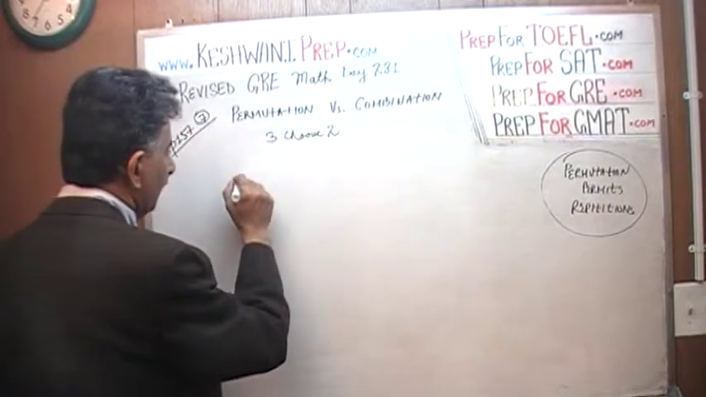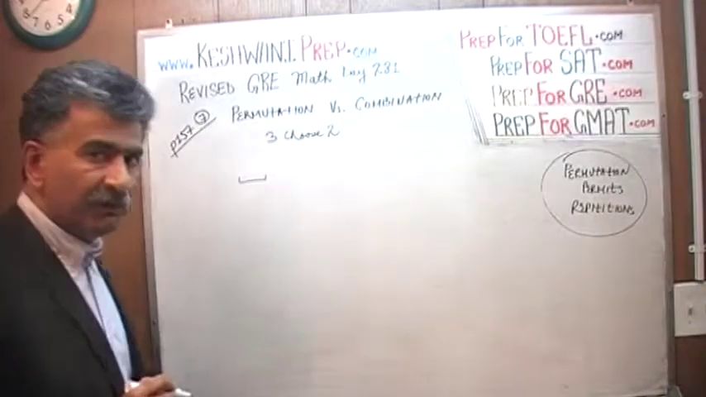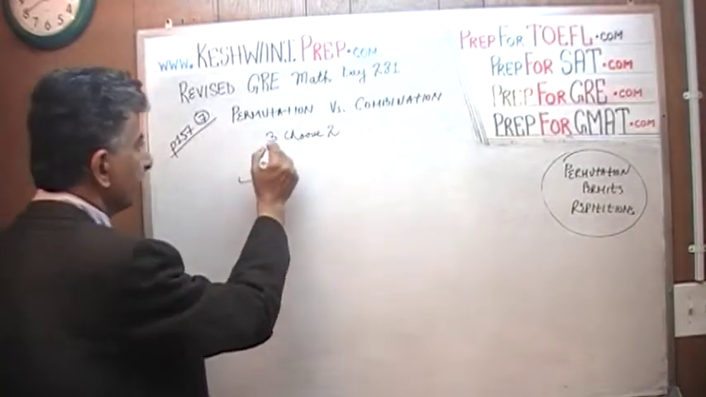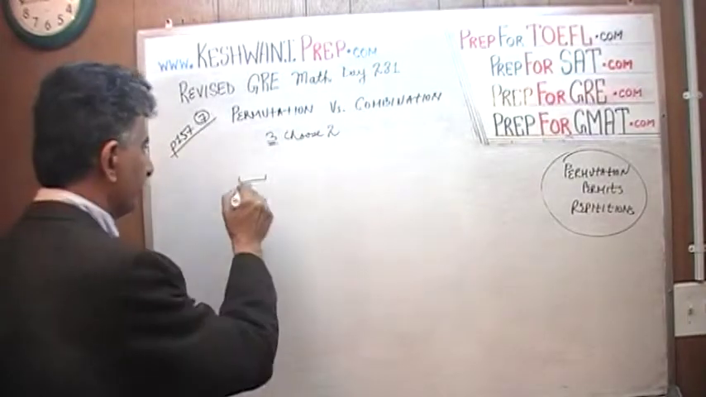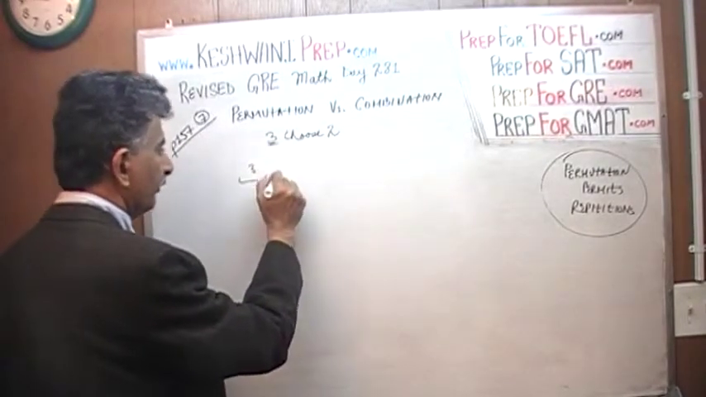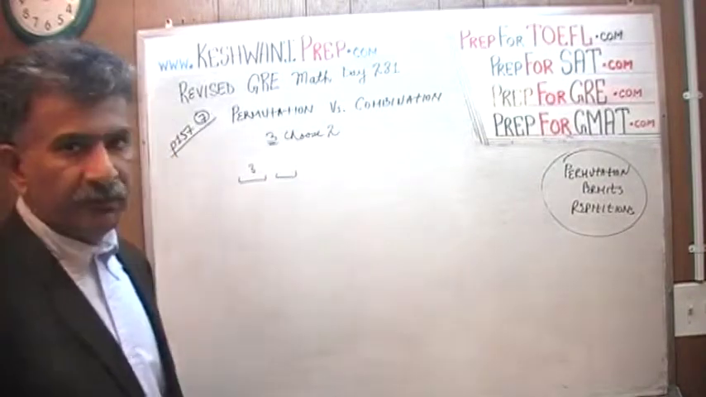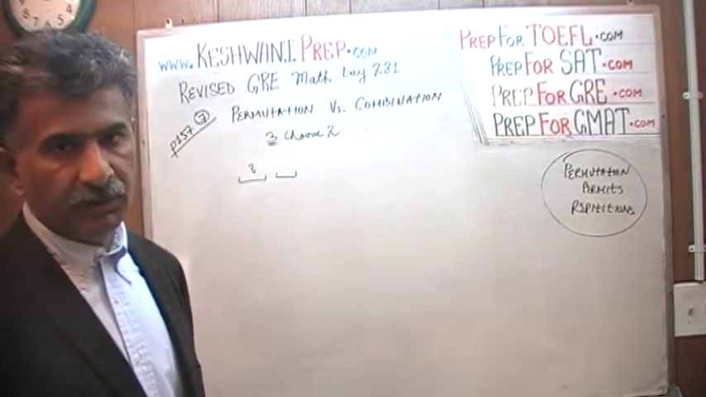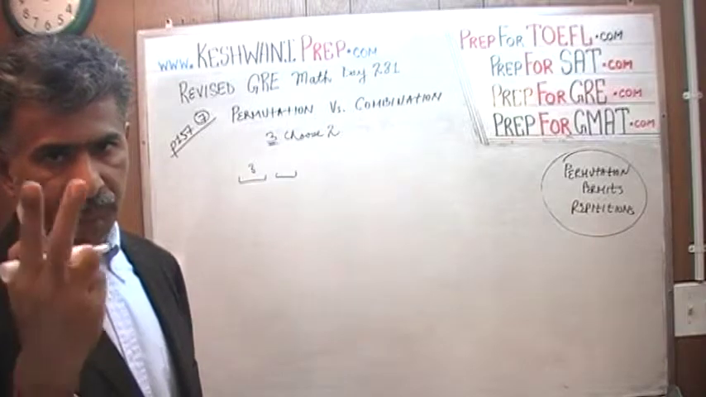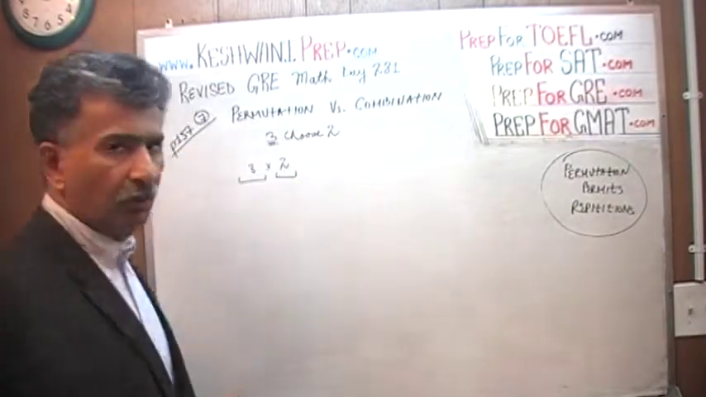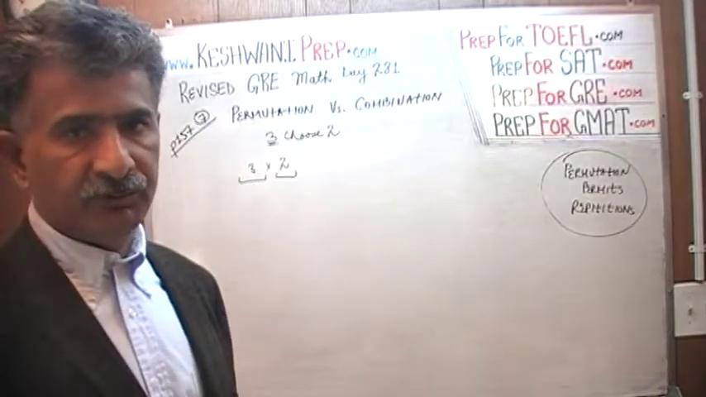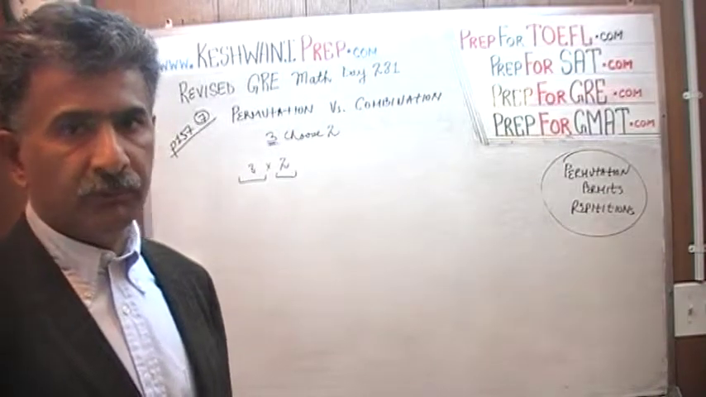How many different ways can we pick a first person? We have 3 altogether. The answer is 3. Once we have chosen the first person, how many different ways can we choose a second person out of 3? One person has already been chosen, so we're left with 2 people. So there are 2 different ways of choosing a second person. Altogether, there are 6 different ways, it seems, of choosing 2 people.